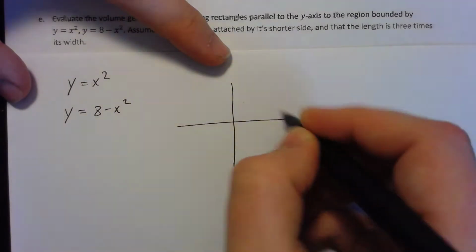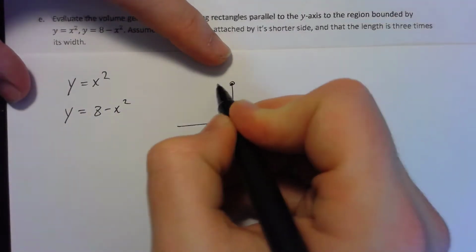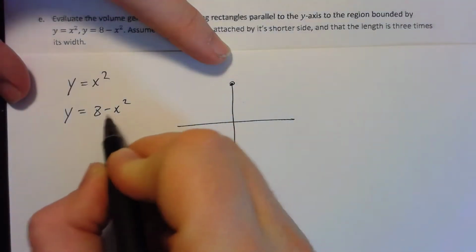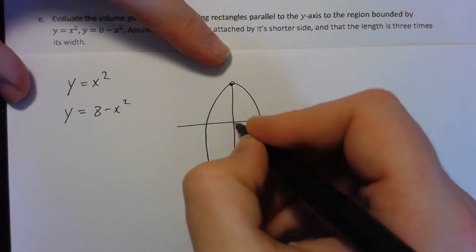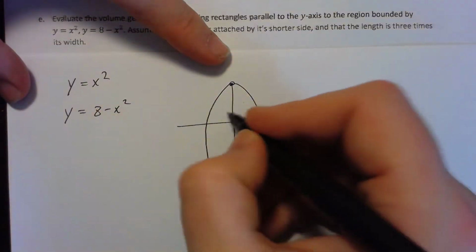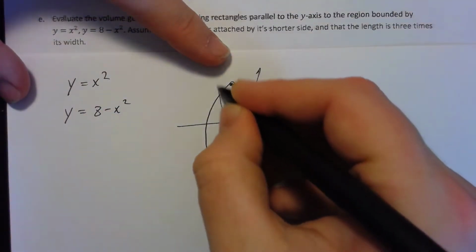So when I go to graph these, the first thing I've got to do is, again, I'm going to be up here 8 units higher based on this function, and it's going to curve down. And the second one I have is going to be starting at the origin, which is x squared, and it's going to be facing up.